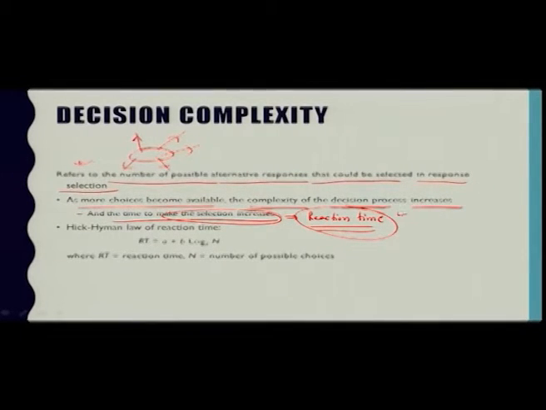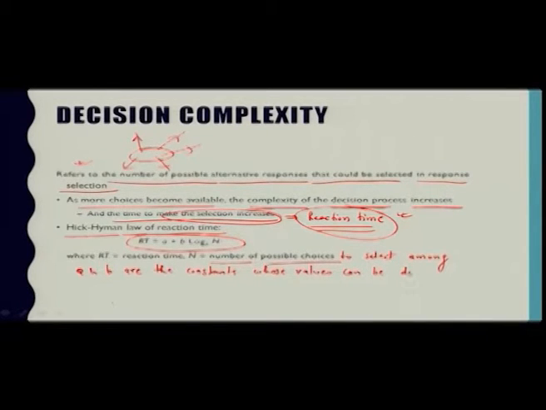This reaction time can be modeled by a relationship known as the Hick-Hyman law of reaction time, which is expressed by this equation: RT equals A plus B log base 2 N. RT is the reaction time and N is the number of possible choices to select among, and A and B are constants whose values can be determined empirically for a given situation.